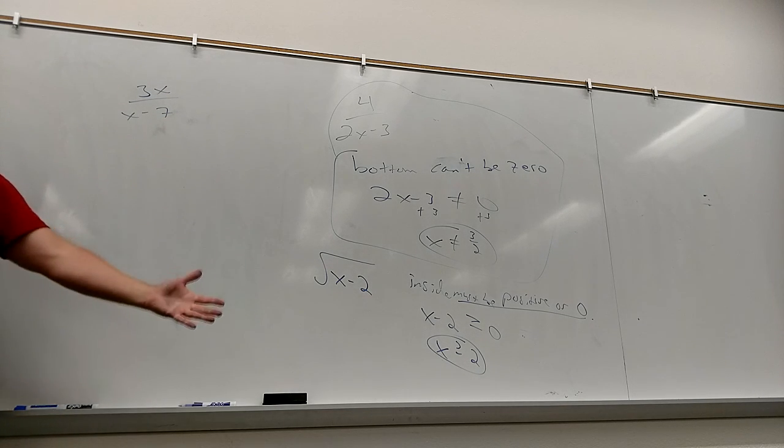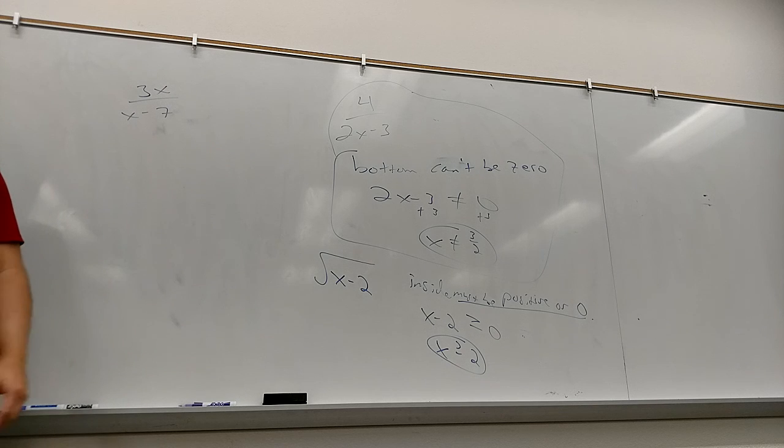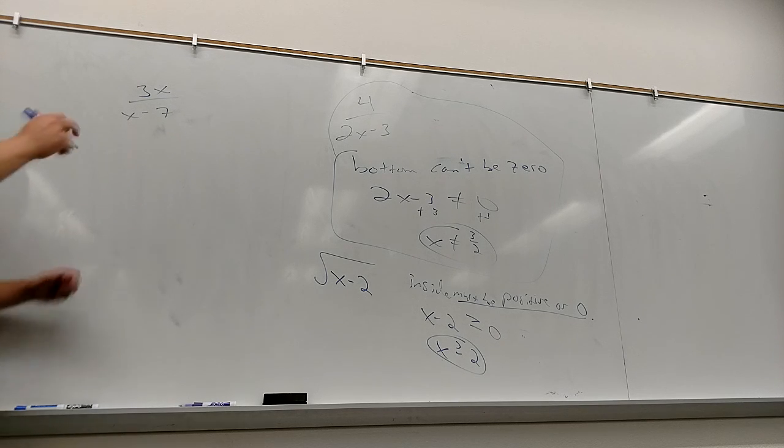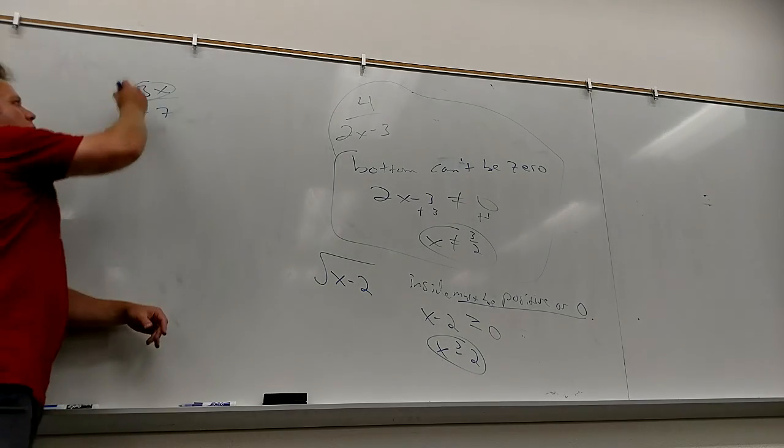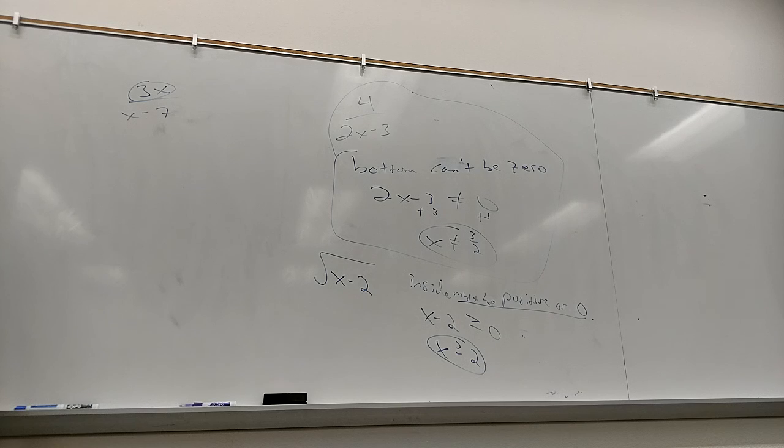0 divided by almost anything is 0. Why do I say almost anything? Because 0 divided by 0 is freaky. It's another freaky thing we don't think about. So the top doesn't come into questions about domain, because the top doesn't have any restrictions. The bottom has restrictions.